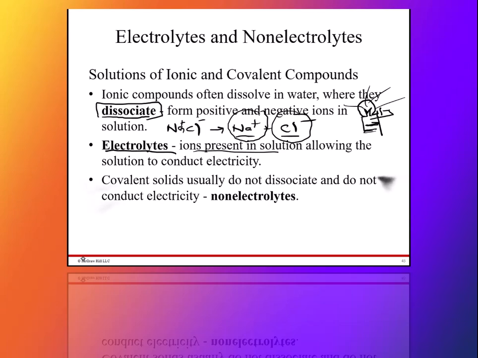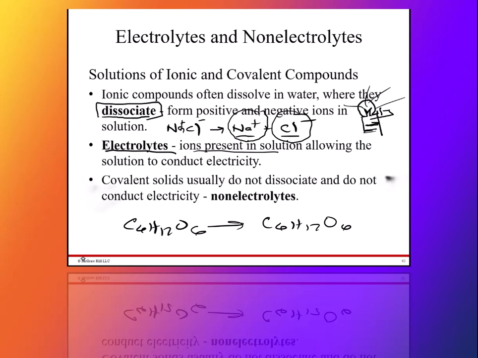Covalent compounds like sugar, so you know sugar, when it dissolves in water, it's still sugar. Covalent compounds tend not to form ions when they dissolve in water, unless they're a strong acid or a strong base, or a weak acid, weak base. So the sugar molecule stays intact. It does not form positive and negative ions, and so it's a non-electrolyte. And that's going to be really important when we talk about colligative properties later on.